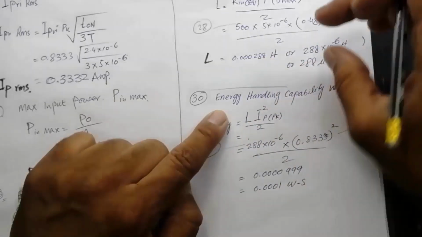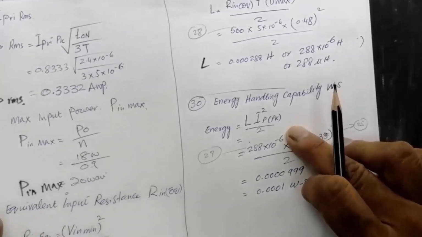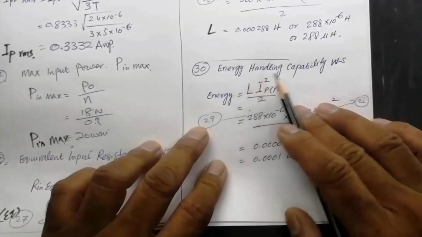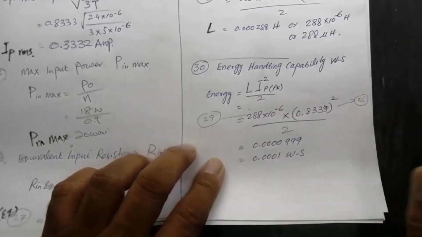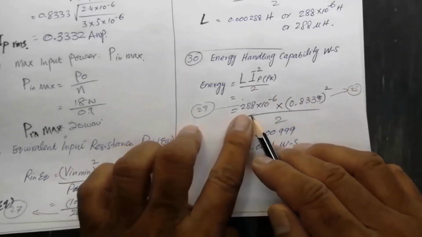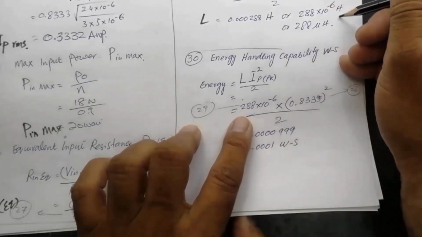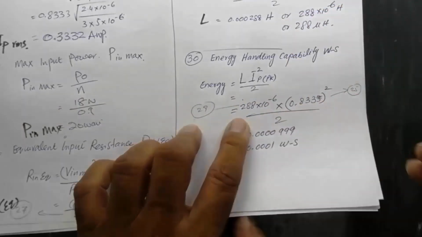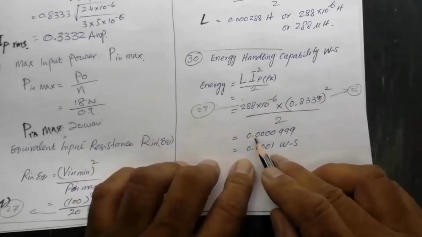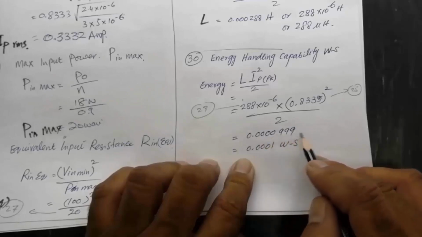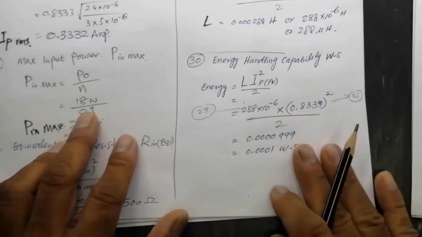When we know the inductor value and we have the peak input current, then we can calculate the energy handling capability, that is L I squared peak divided by 2. So this is 288 microhenry from step number 29, and this peak current is from step number 25. It is 0.000099, or we can say 0.0001 energy storage factor.